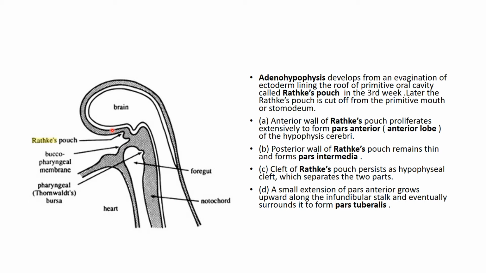The roof of the stomodium starts forming a diverticulum, what you can see here as Rathke's pouch. So this evagination of the ectodermal lining of the roof of the primitive oral cavity forms a pouch-like structure which is evaginating towards the developing brain, called Rathke's pouch. It starts developing in the third week of intrauterine life. Later, this is cut off from the primitive mother stomodium and it joins the posterior pituitary.